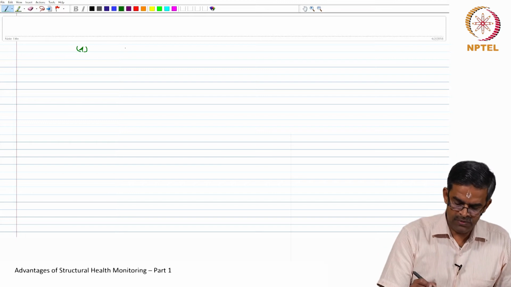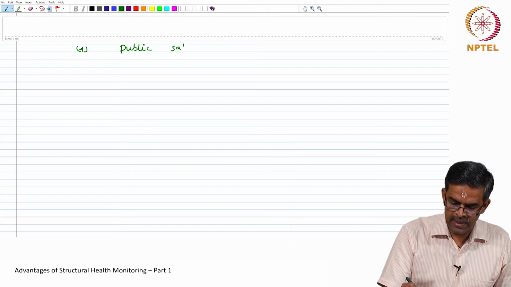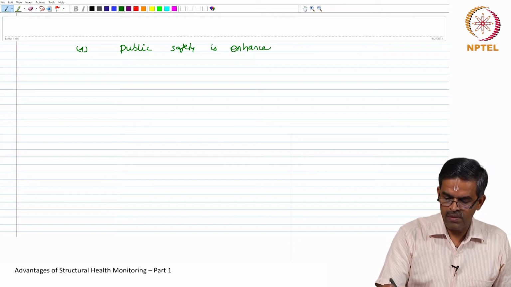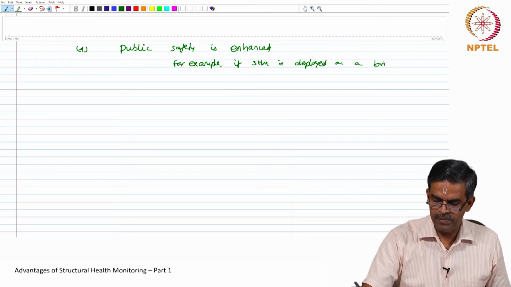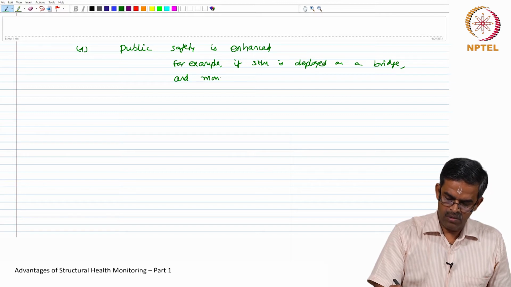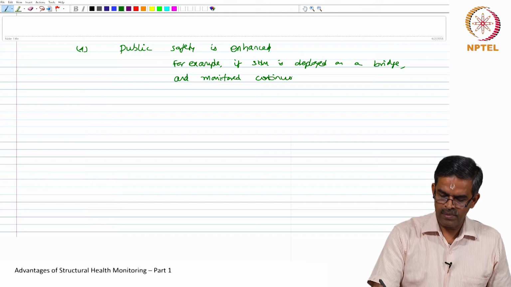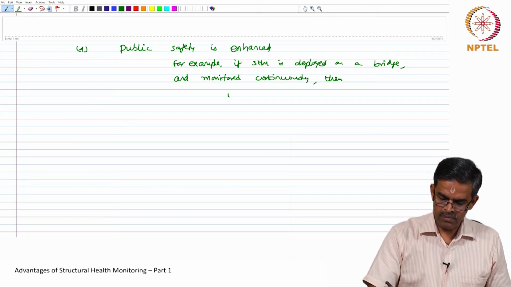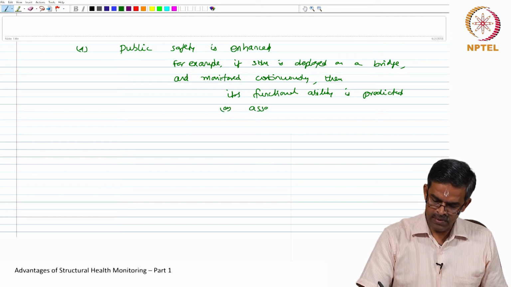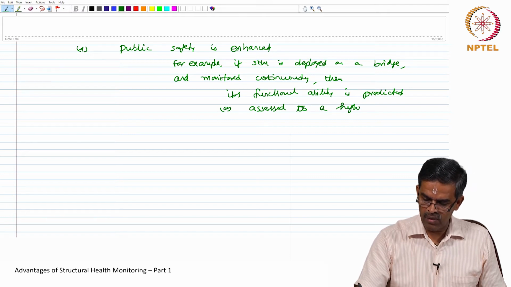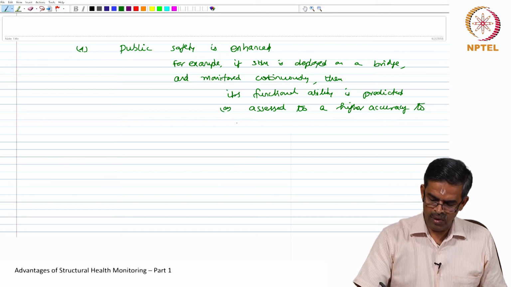The fourth one could be, as we all agree, public safety is enhanced. For example, if SHM is deployed on a bridge and monitored continuously, then its functional ability is predicted or assessed to a higher accuracy to avoid any catastrophic failure.